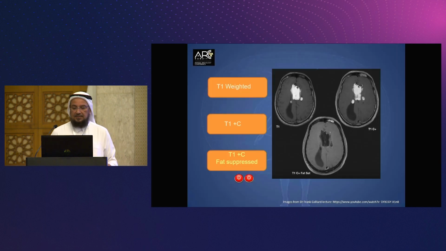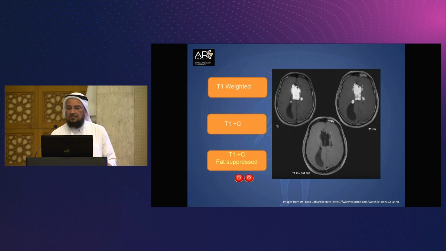As I said, sometimes this signal is high before even giving the contrast. So how can I tell if this is a mass or lesion? Because it's already bright, because it's fat. So the idea is to get rid of the fat. So we apply fat suppression. Fat suppression is an RF signal that targets the fat only. It will take the fat away. And after that, we will excite everything.